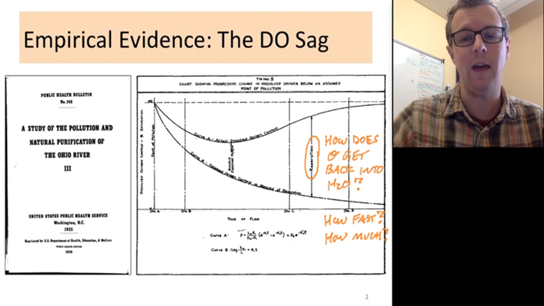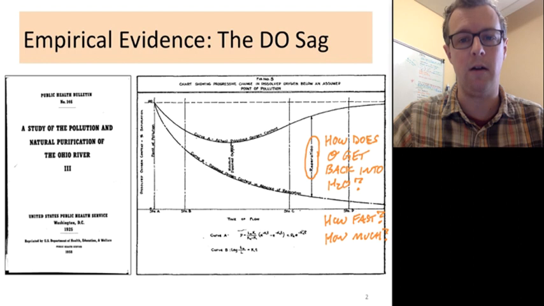How fast does that happen? How much of it will occur? Because that seems to be the major difference between the closed bottle, which was the lower exponential decay line, and the actual sag that we observe.